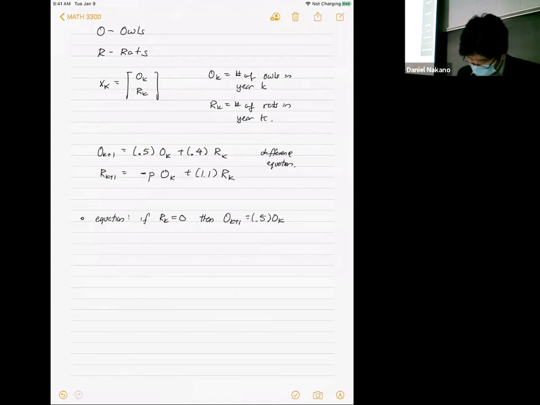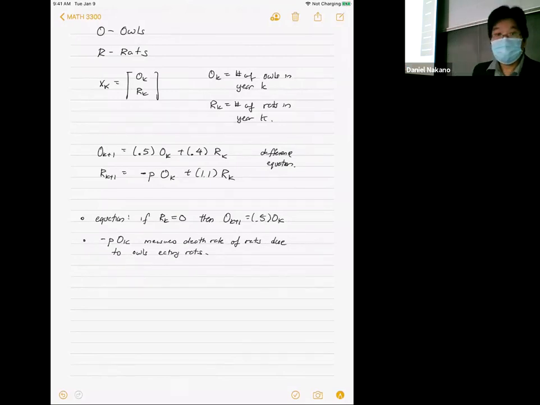Okay. So this minus p times O sub k measures the death rate of rats due to owls eating rats. We have this measure inside here, and we could tweak the p. We could make p different values.